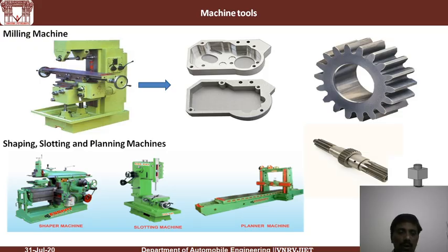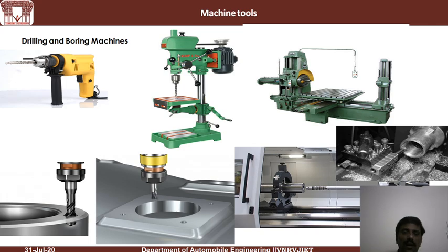Whenever we want to produce some shapes, like a cam or a spline shaft, we can use this type of machine, that is, reciprocating machine tools. That we are going to study in unit number 4. And then we have unit number 5.